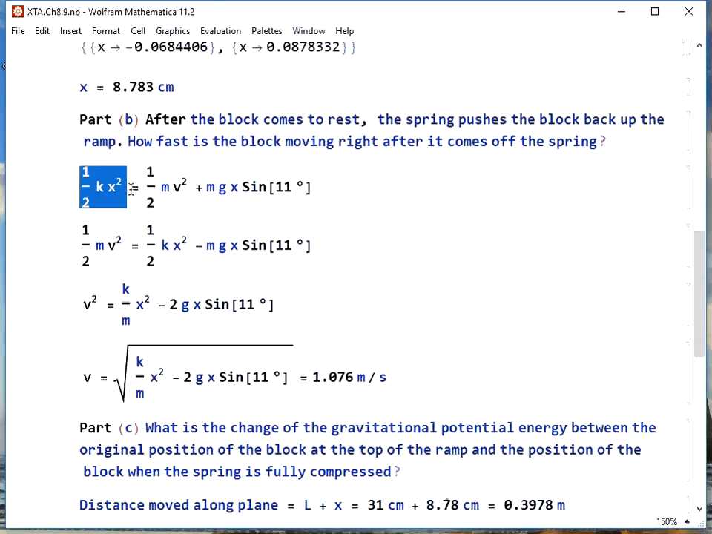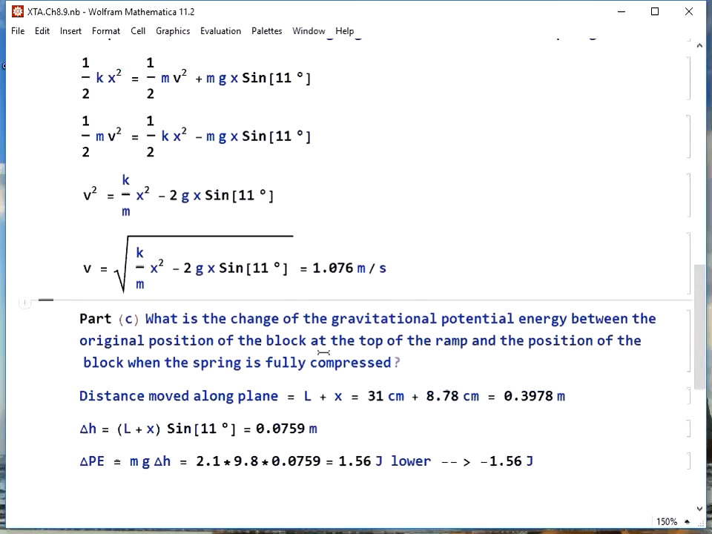1/2 kx squared is the energy we have stored in the spring. We have 1/2 mv squared kinetic, but we're also moving it up the ramp the same amount as it moved down the ramp before, mgx sine 11 degrees, because we want the velocity when it leaves the spring. So we put these in, we solve for v, and we get 1.076 meters per second.